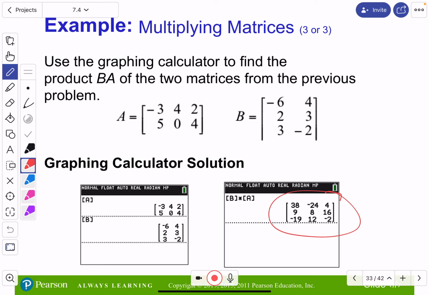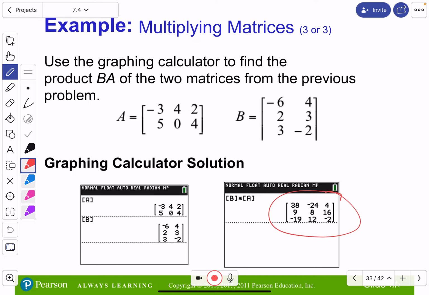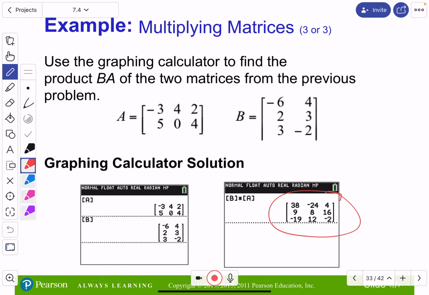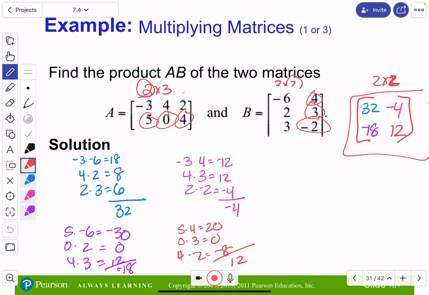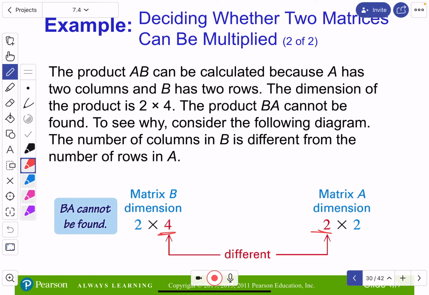AB, 342,504. What did I do? Well, that didn't work. So AB gives us that. So I did something wrong. Now I have to start over. Hold on. Let me see if we can figure out quickly what happened.